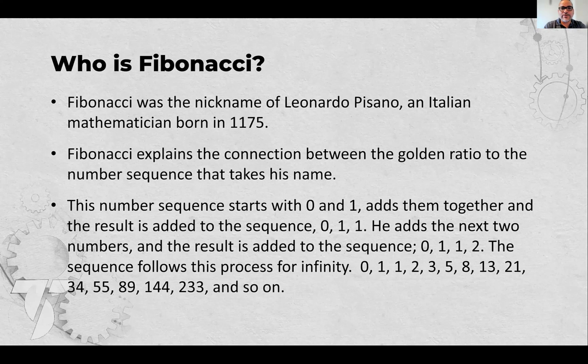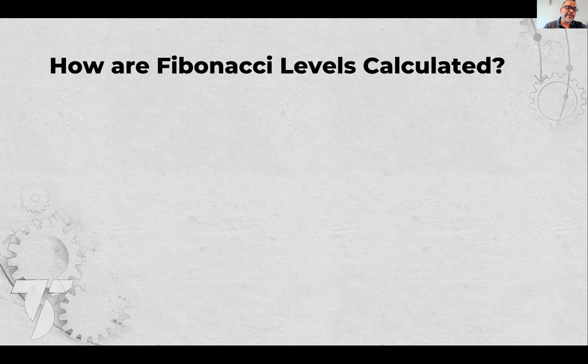Now, the Fibonacci number sequence is just that, a number sequence. From there, we develop some analysis based on percentages, and that's what we really base our technical analysis or trading technical analysis on. Where do we get percentages from, though? So how are Fibonacci levels calculated? And this goes for any Fibonacci drawing that you see on any chart, because you're going to see these percentages. Where do they come from?